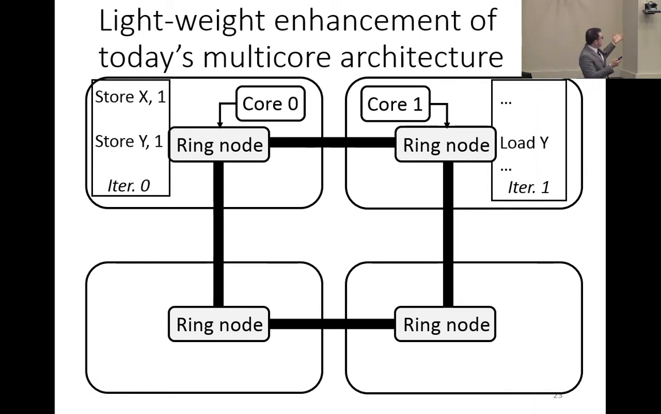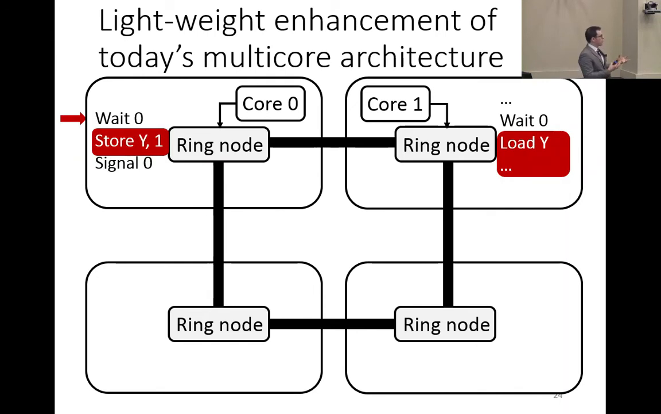The compiler analyzed this code and at compile time saw that there could be a dependence between these two instructions. So it highlighted them to put them inside the sequential segments, surrounding them with wait and signal instructions. When core zero stores, the value gets stored locally and in parallel gets distributed to the ring node. This propagation happens in parallel with the computation of the cores, and this is the key. Then when core zero issues a signal instruction, the signal also gets propagated, one step at a time, everywhere in parallel with the computation.